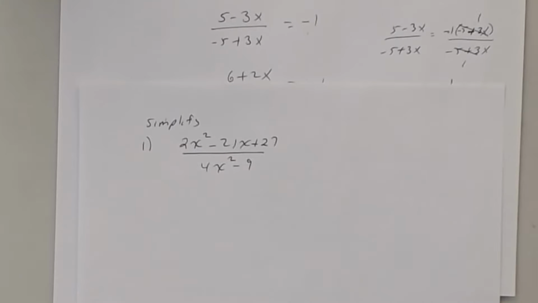Okay, the first step is to do what though? The first step is to factor, right? That's your first step in simplifying a rational expression. First step is to factor. All right, now let's factor the numerator. To factor the numerator and the denominator for that matter, you look for a GCF. The GCF is 1 in both cases.